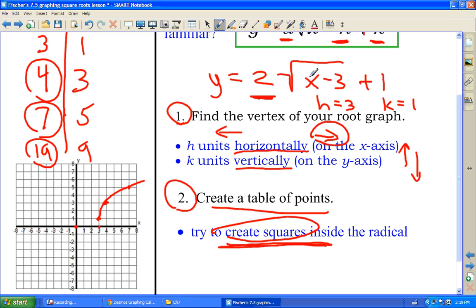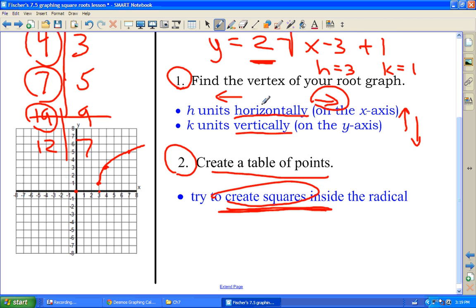Okay, so if I wanted a 9 under there, I could go 12 minus 3, which would give me 9. Let's try that. Let's go 12. 12 minus 3 is 9. Square root of 9 is 3. 2 times 3 is 6. 6 plus 1 is 7. So at 12 would be 7. And I'm still off the graph, but I skipped that one. Okay, so I hope you can see how I'm getting perfect squares under the radical.